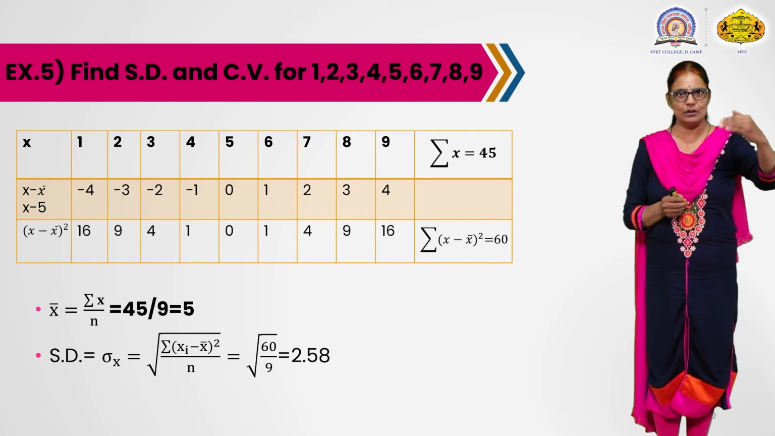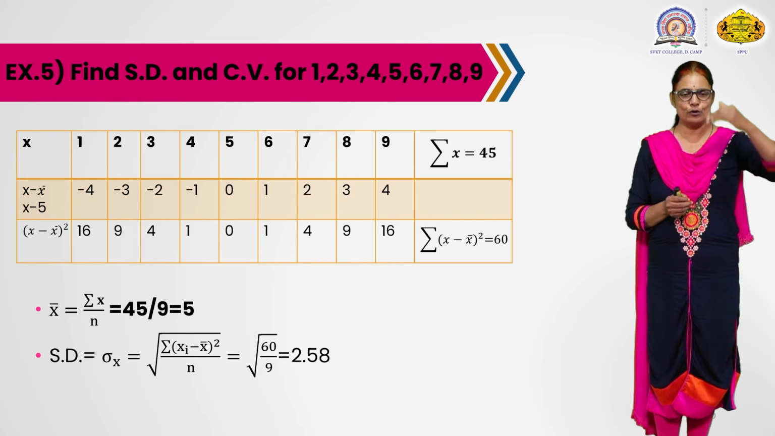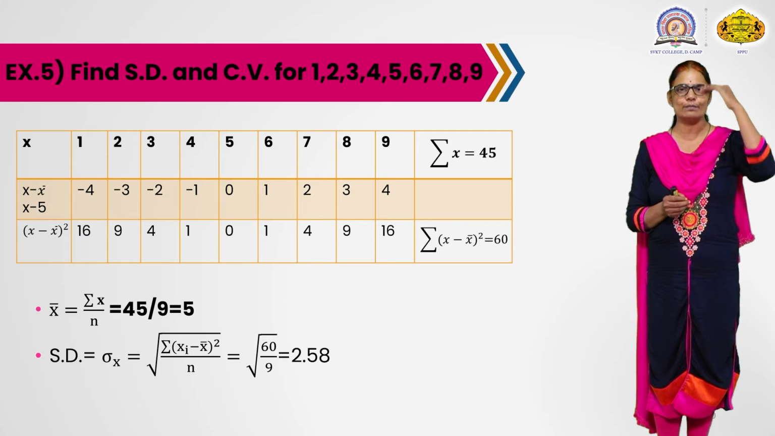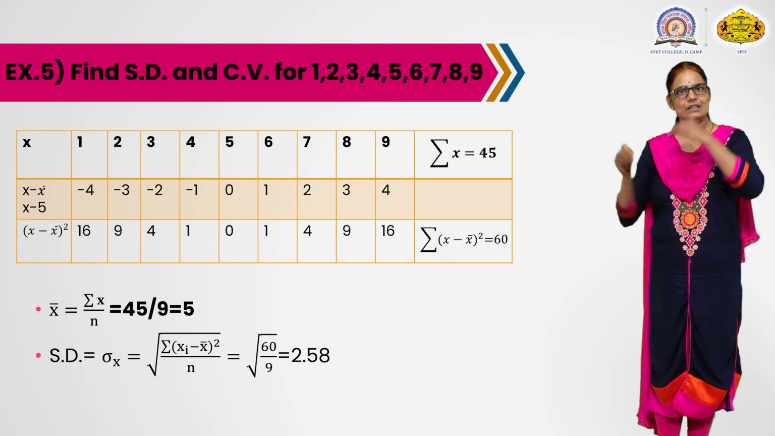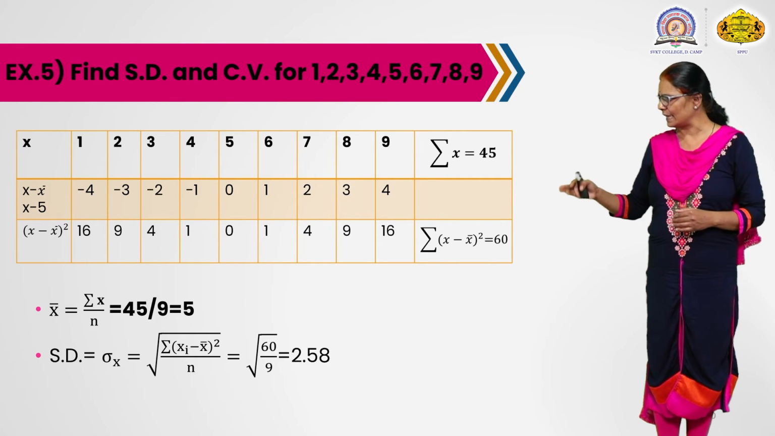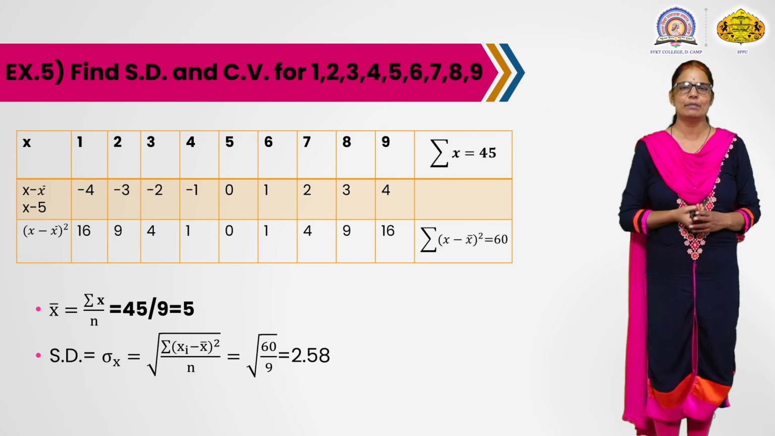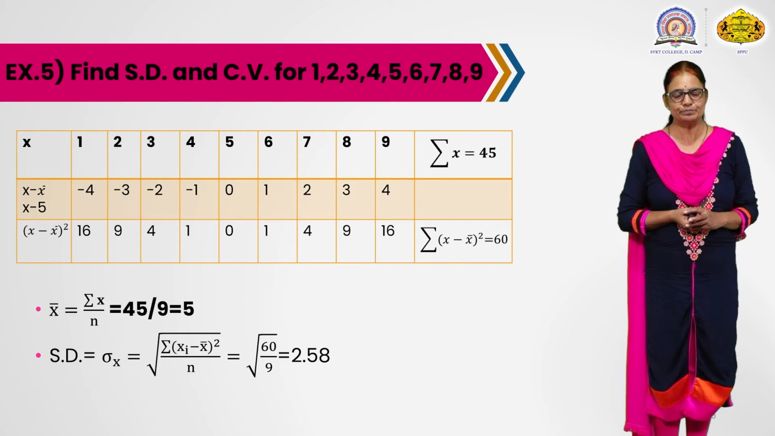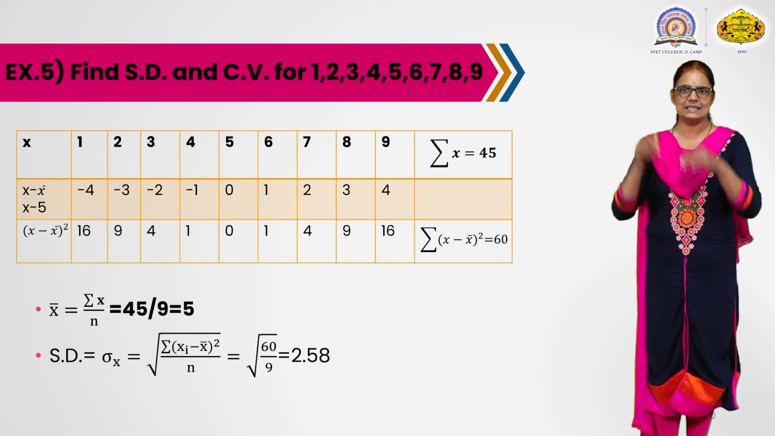Before going to the second row, you should know what x bar is. x bar equals summation of x upon n. Put summation x equals 45 upon 9. So, the answer is 5. So, here the mean of the given data is 5. Now, calculate the second row.